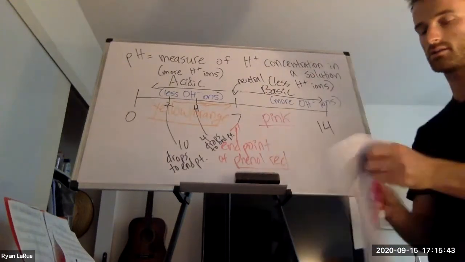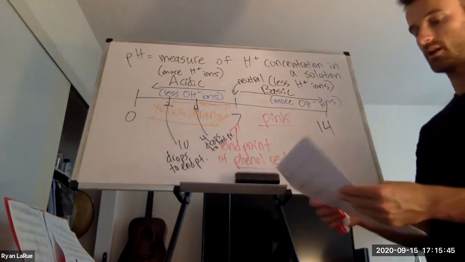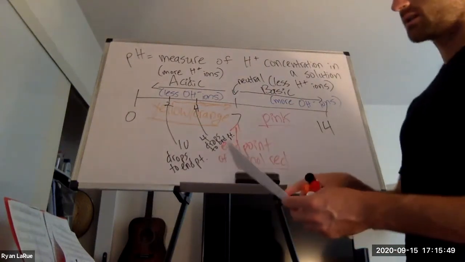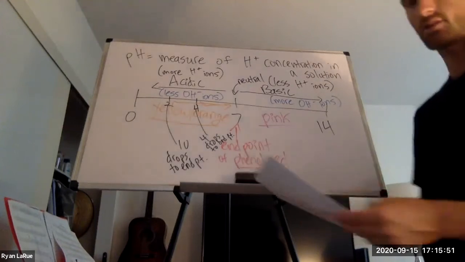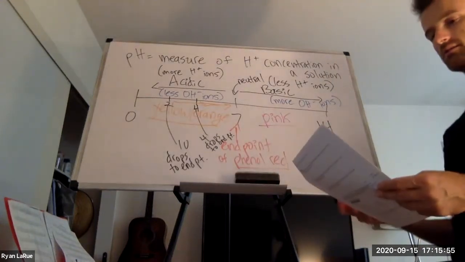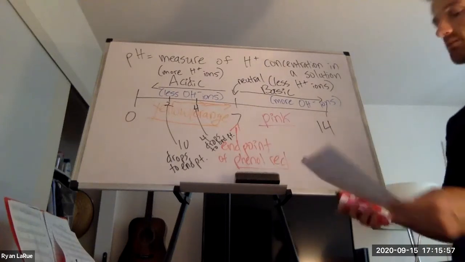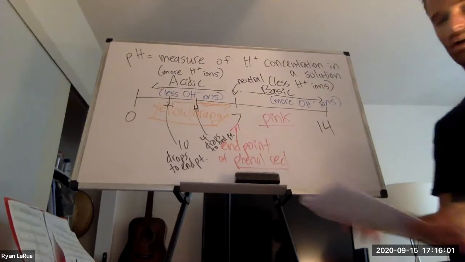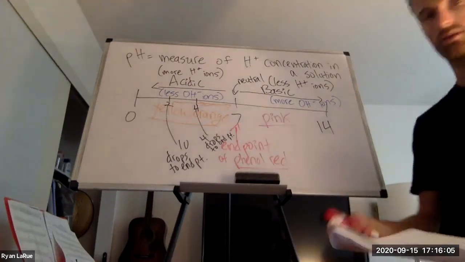So there's saliva, gastric juice, which is in your stomach, pancreatin, which is secreted by the pancreas, and urine. And really just titrating these solutions to determine the pH of them.